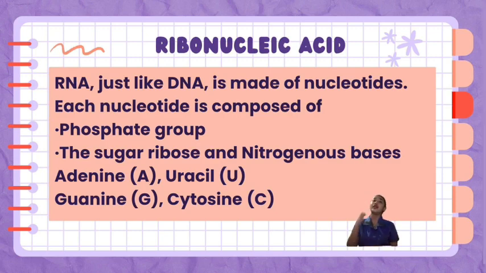Pwede siya mag-travel in or out sa nucleus. Pwede siyang pumunta sa nucleus, pwede din siyang lumabas sa nucleus. Yan yung factor kung bakit nandun si thymine. May purpose kung bakit nandun si thymine sa DNA at saka si uracil nandito sa RNA.